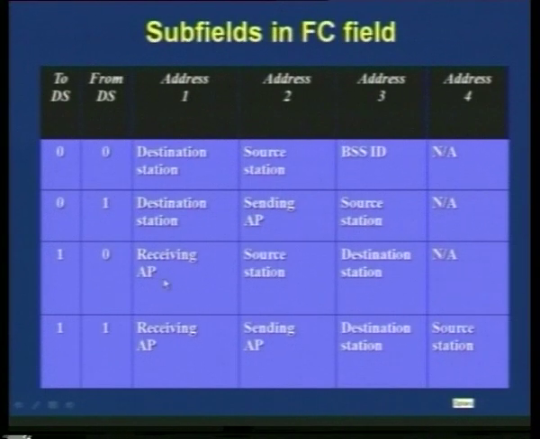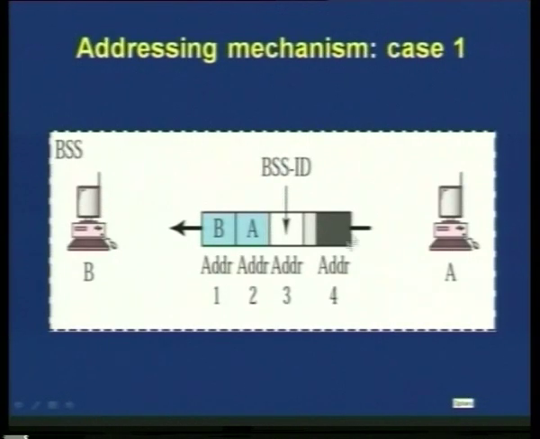Similarly, the third option is that you have an AP which is receiving the data. I have a source station and a destination station, that information is carried in address 2 and 3, and the receiving AP information is carried in address 1. Similarly, if the values are 1 and 1, it means the sending AP is sending it to the receiving AP, and it also tells you who is the source station and who is the destination station. You can see this over here, that A is just sending it to B within a single BSS. You only have A and B information being stored over here. Address 3 consists of the BSS ID.